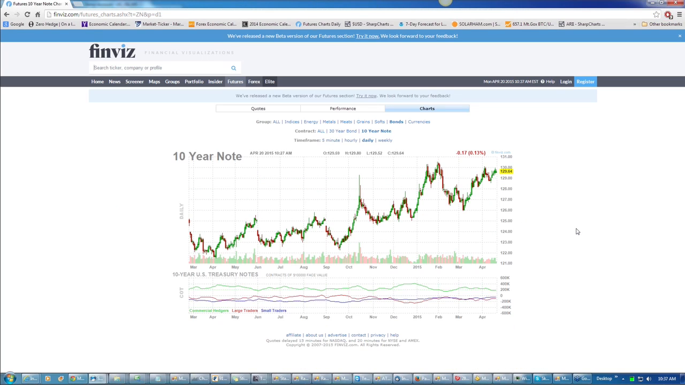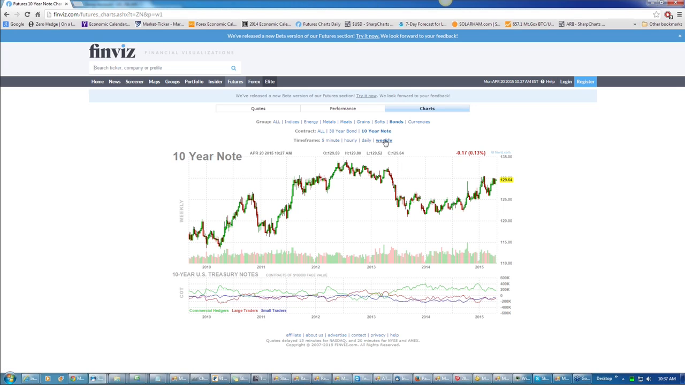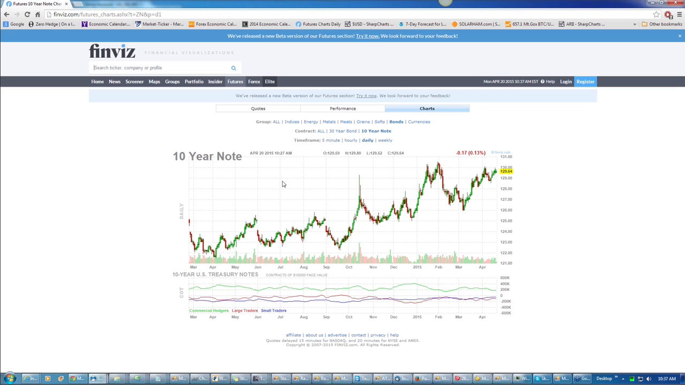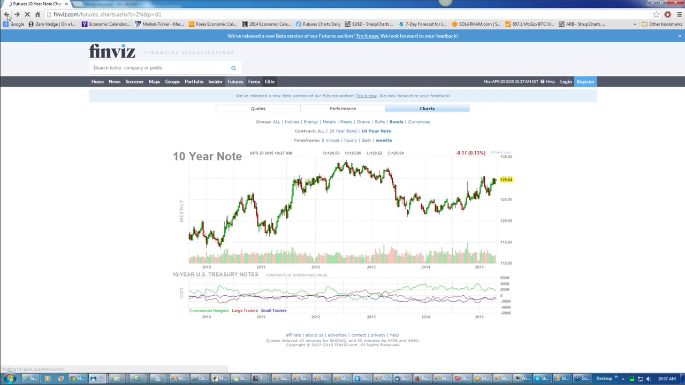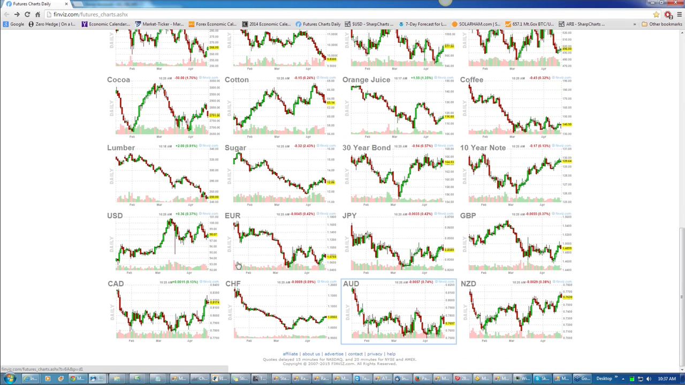Let's look at the bonds. The 10-year note is right near its old high. And currencies, dollar still kind of stuck in this range after the Fed sell-off. It's kind of just stuck.